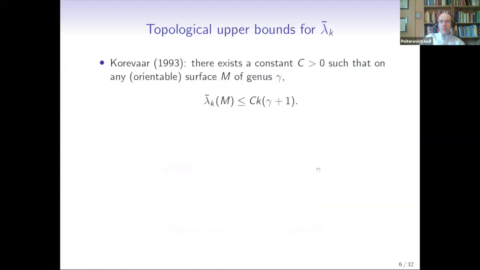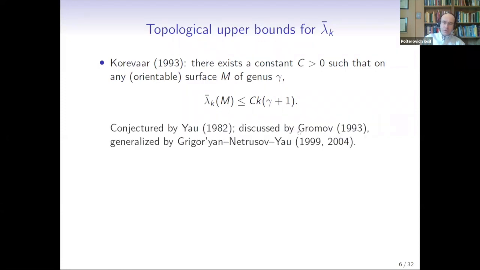So what happens for higher K? Korevaar in 1993 has proved the following estimate. He proved that there exists a positive constant C such that on any orientable surface of genus gamma, lambda_K bar is bounded above by this constant times K times (gamma plus 1). And this bound was conjectured by Yau in 1982.